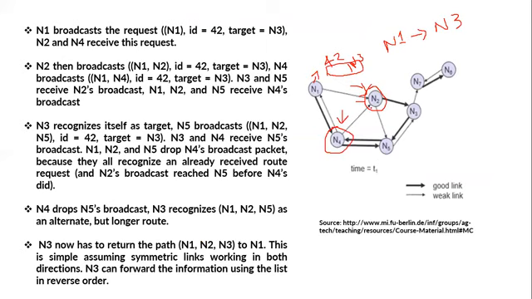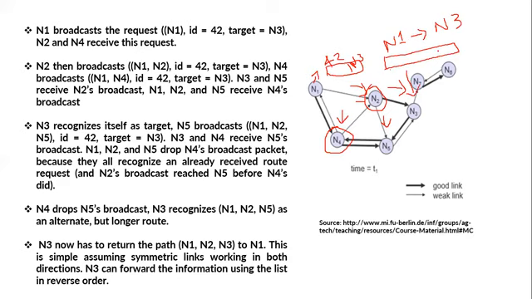So N2 will again broadcast. If N2 broadcasts, who will it reach? It will reach N5 and N3. It won't go to N4 because between N2 and N4 there is no path. Okay. But now how will the packet be transmitted? The packet will be something like this now. When the packet reaches N3, it will be something like this.